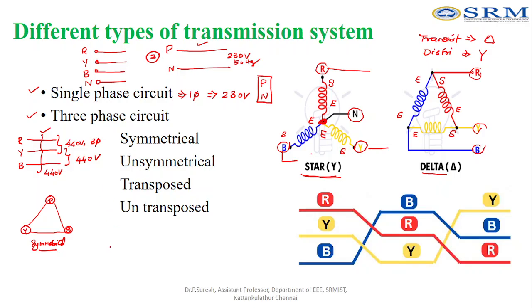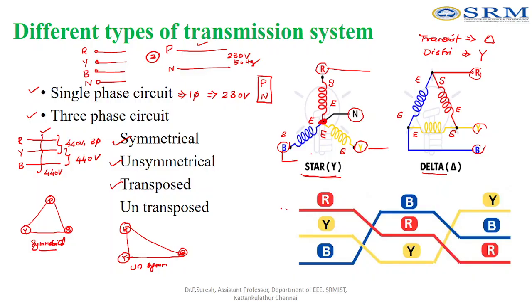On the other hand, in an unsymmetrical system, this is the R phase conductor, this is the Y phase conductor, and the B phase conductor is here. You can see the distance is varying. So this is called an unsymmetrical system. A symmetrical system is nothing but the distances between the conductors arranged in the transmission system being equal. Coming to the unsymmetrical system, the conductors have differences in spacing. And then coming to the transposed system, a transposed system is nothing but changing the position of the conductors in a transmission corridor.